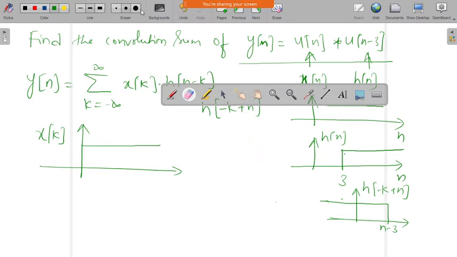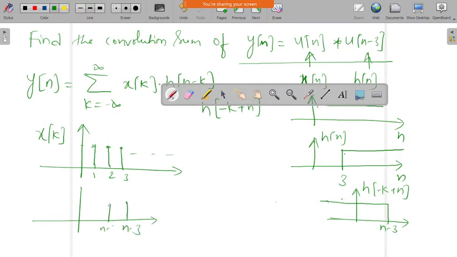Sir, this is in terms of a discrete time signal, no, sir? Yeah, I have written it continuously, but here it is discrete time like this. 1, 2, 3, it will continue till infinity, and here it will be up to n minus 3 sample. So n minus 2 like that, and it will continue till infinity. So this is your h of minus k plus n. Is it fine? Understood?